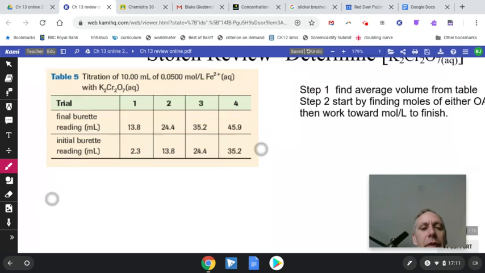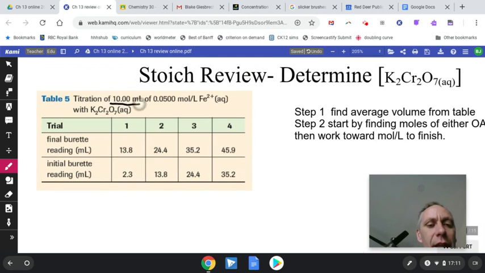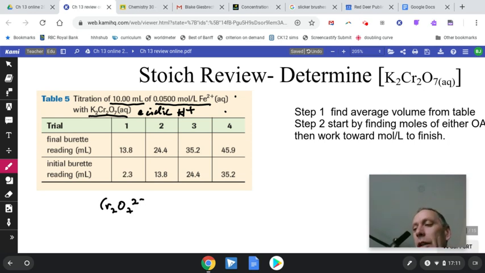So in this chart, we are told that we have 10 milliliters of 0.0500 mole per liter iron 2 plus reacting with, there's our dichromate, and it usually says acidic. We'll assume it is, because they only work when they're acidic. Okay, one of these 2 has to be acidic. All right, so that means that's our strongest oxidizing agent, is the Cr2O7 2 minus. In fact, I'm just going to do its half reaction right now, and I'm taking it straight out of the data book. Cr2O7 2 minus and 14H plus, and these are both aqueous.